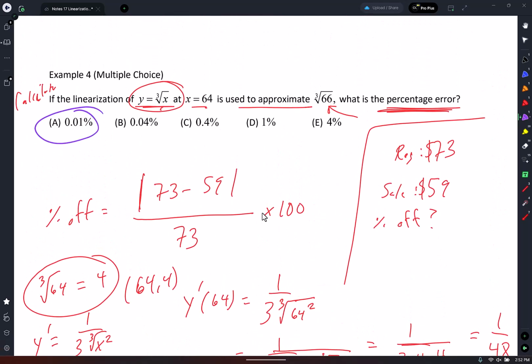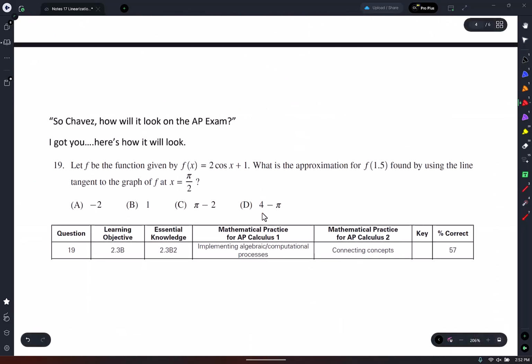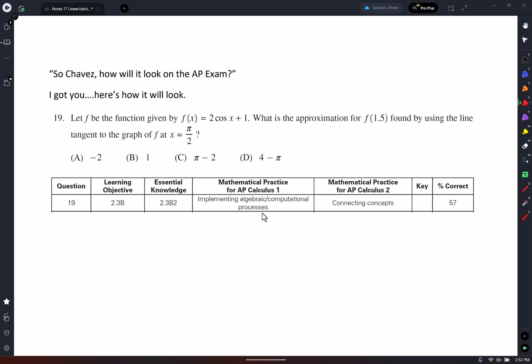And then the last one, or I guess we got a few more, but how will it look on our AP exam? Like this. I don't remember from what year, but I know for a fact this one was no calculator. And check it out, they give you everything. What's the percentage of students that got this correct? 57%. Do you guys want to give this one a shot and see if you can get it right? Okay, give it a shot, guys.